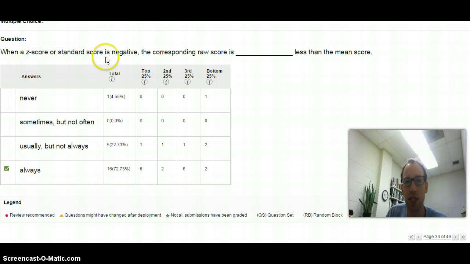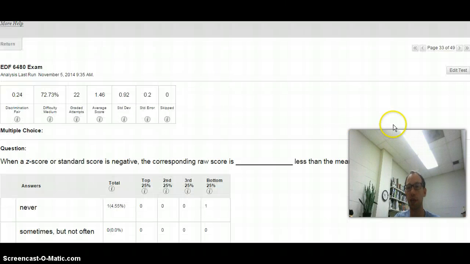Okay, when a z-score is negative, what that means is, a z-score is how many standard deviations you are above the mean. So if you have a negative, you have to be below the mean. A z-score of 0, you're exactly the mean. A z-score of negative 0.0001, you were below the mean, just a little bit, but you were below the mean. So anytime you see a negative z-score, you're always below the mean, always less than the mean score.